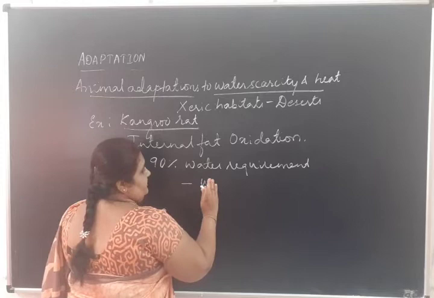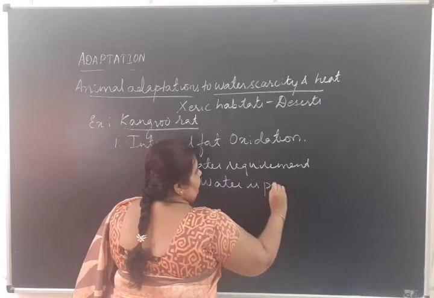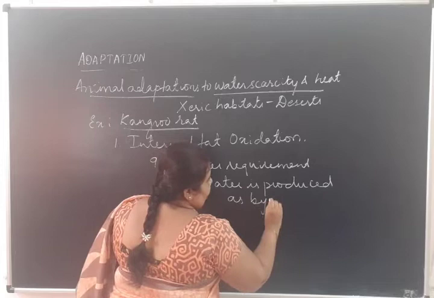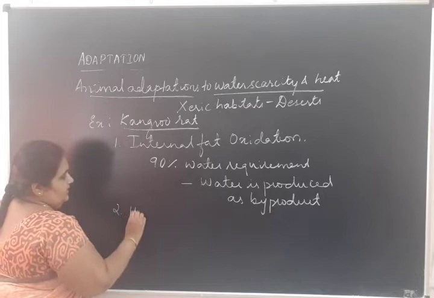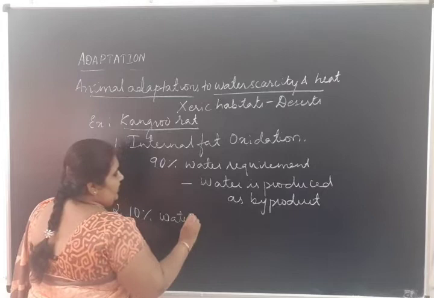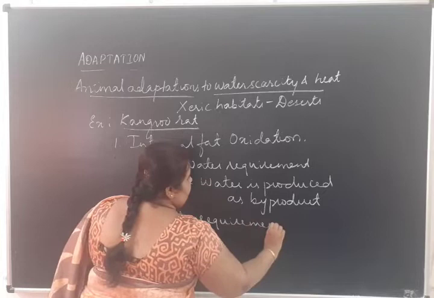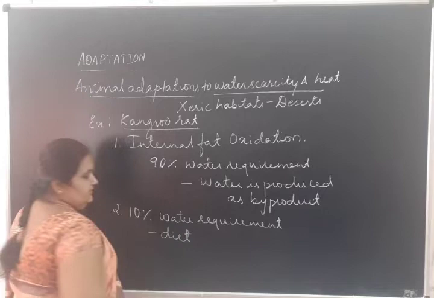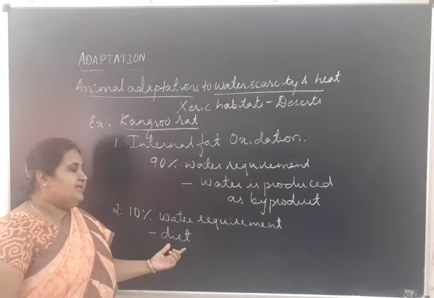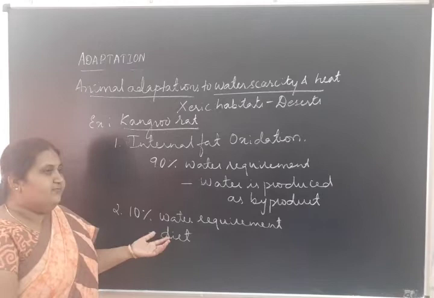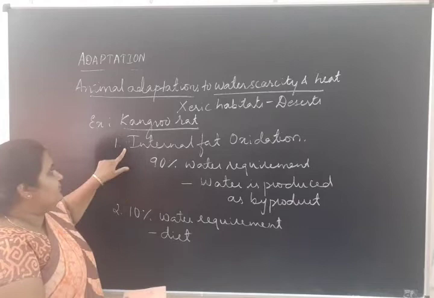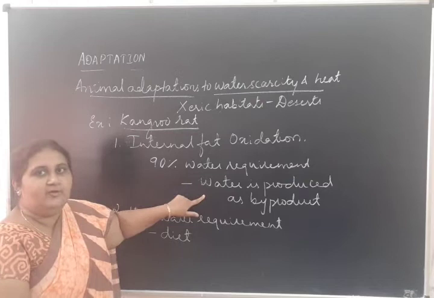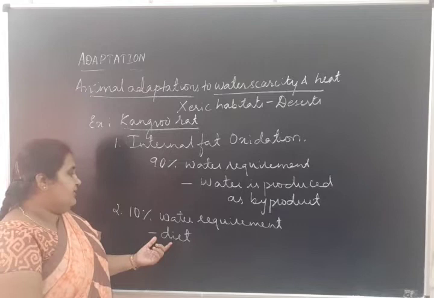Water is produced as a byproduct. Another 10% of the water requirement is met through diet. Diet means the food on which it feeds. The kangaroo rat feeds on nuts and grains, so from that it gets the moisture present within the food. So 90% of the water requirement is met through internal fat oxidation, where water is produced as a byproduct, and another 10% of water is got from the food it feeds on.